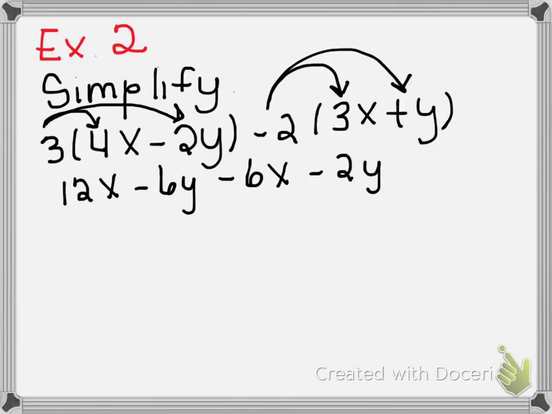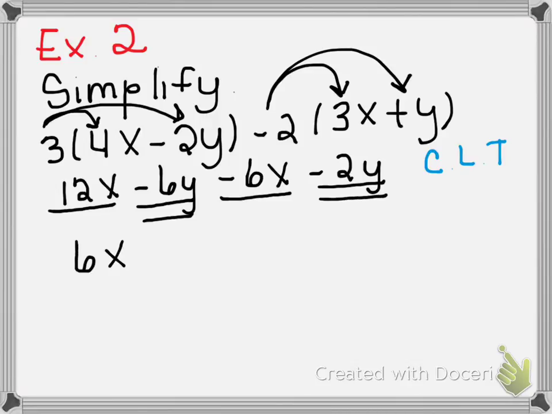Now I'm going to combine my like terms. I'm going to underline this time to indicate like terms. And I'm going to go ahead and out to the side, write down combine like terms. Okay, so the 12x and the negative 6x are alike, and the negative 6y and the negative 2y are alike. So if I put my x's together, I get a positive 6x. If I put my y's together, I get a negative 8y.